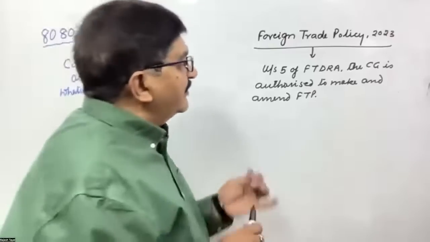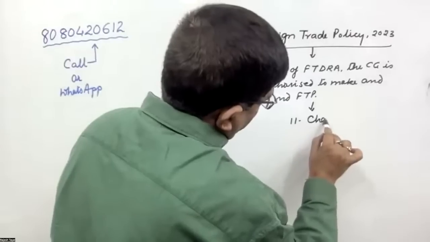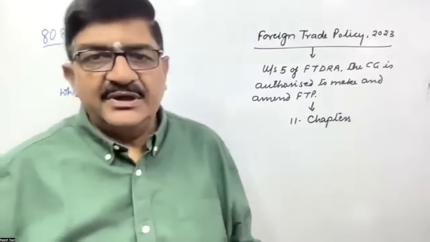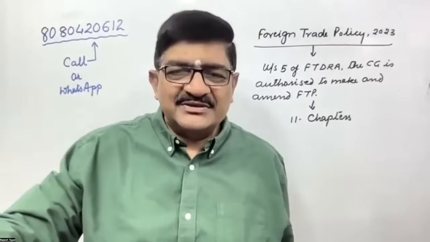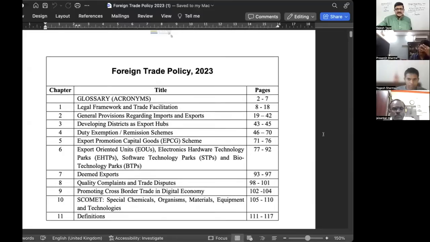Okay. Now, when we go through the policy, in a total, this is having 11 chapters. Not all are relevant. Okay. Some of the things are, so here we have the foreign trade policy. How many chapters are there? 1. Legal framework, general provisions, development restriction, export hubs, then duty exemption, remission, EPCG scheme, then EOU scheme, etc. Then deemed export quality complaints, promoting, then SOMET, etc.